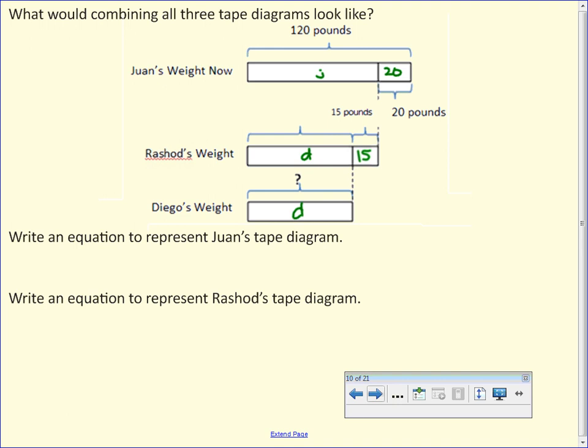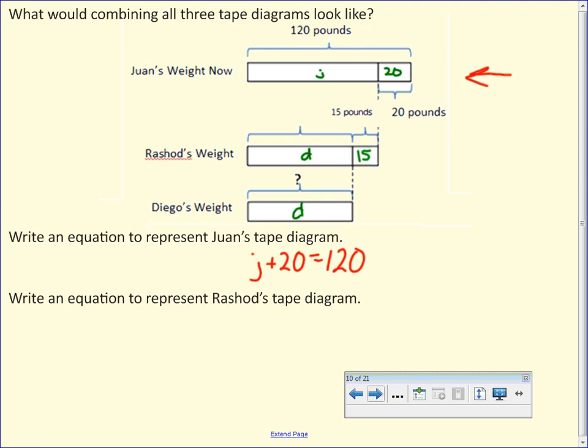So let's write an equation to represent Juan's tape diagram. We figured out mentally what Juan weighed, but we're going to write an algebraic equation. So what is the equation for this tape diagram for Juan? How do I write Juan as an equation? A number sentence. How do I write that? What am I doing? Take a shot. J plus 20 equals 120. Perfect. Awesome job. J plus 20 equals 120.